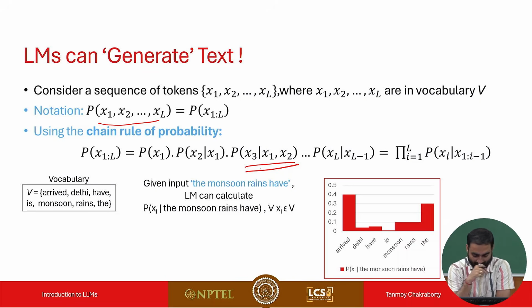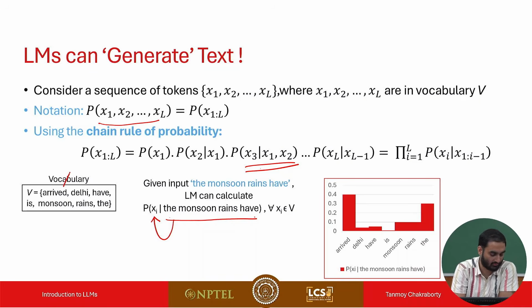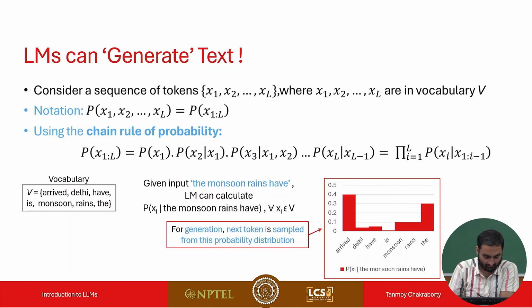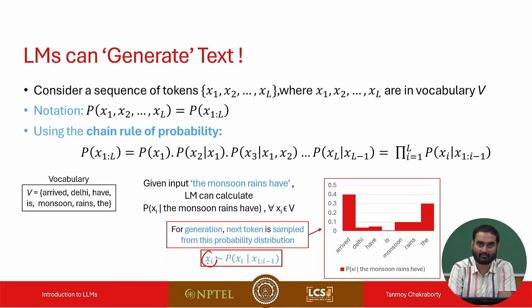So in our example, if the context is "the monsoon rains have", what is the probability that the next word is going to be, let's say, arrived, or Delhi, or have, and so on? And how do we do that? We already have a probability distribution. How do we compute the distribution? We will discuss in the language model chapter, but you assume that you are given this distribution, and you sample a token, let's say xi, from this distribution, and you return that token as the next token given the context.